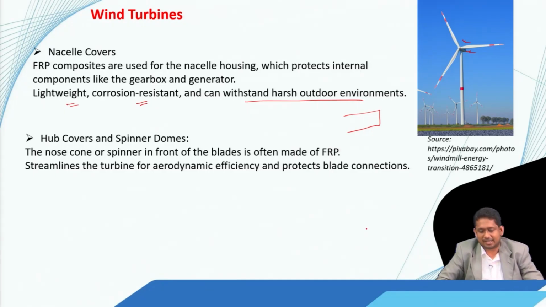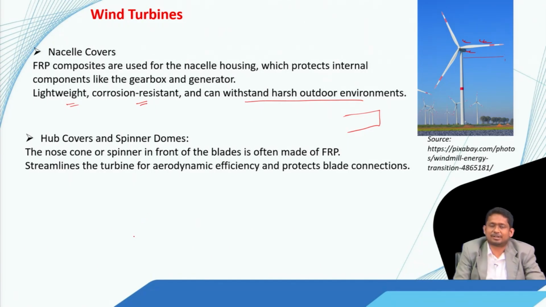The hub cover and spinner domes are also made of composites, and not only that, with the use of composites, the aeroelastic tailoring of these rotor blades is also possible. So, these large diameter blades. Nowadays we talk about wind turbine blades of length around 90 meters or even more. These large blades are prone to aeroelastic instability like flutter.